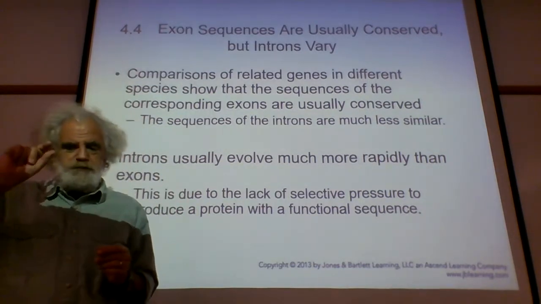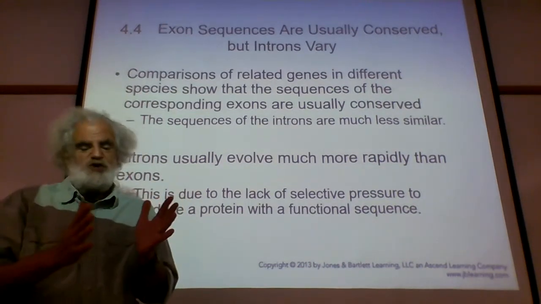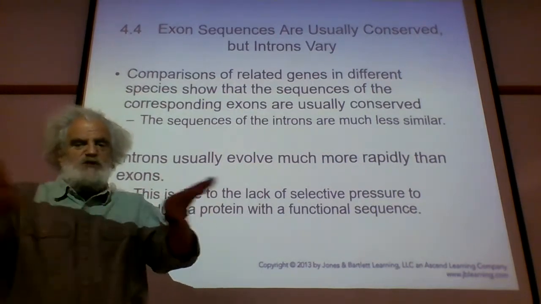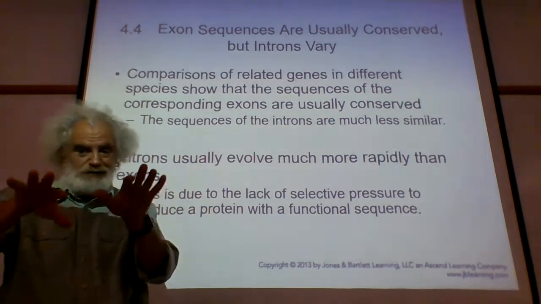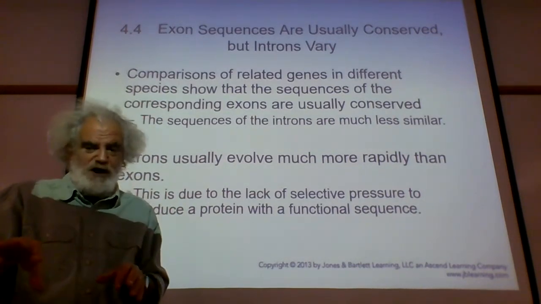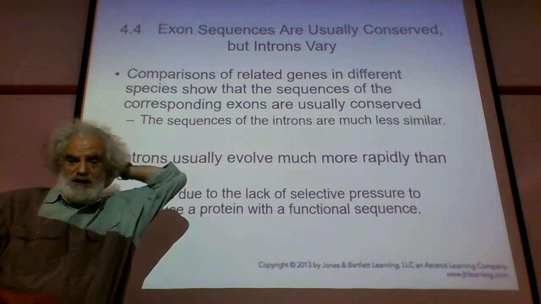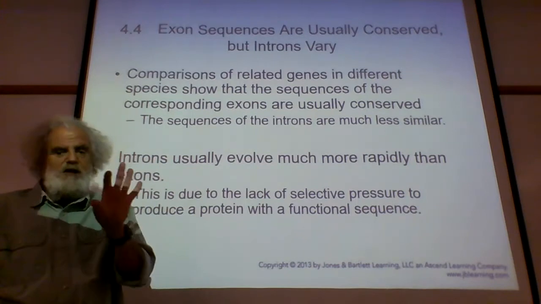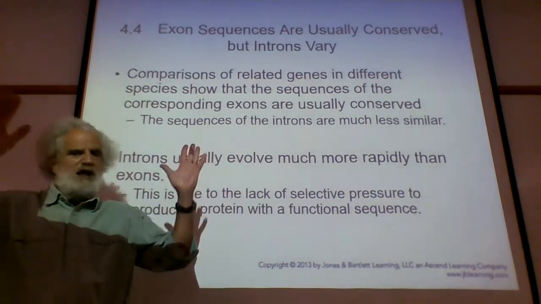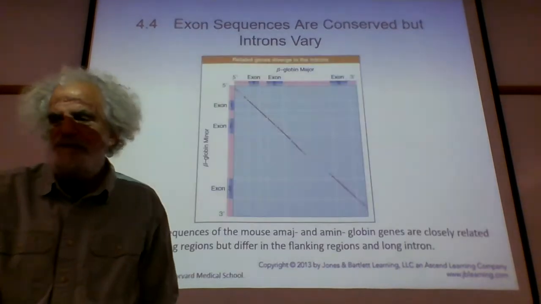And this actually can be used as this notion of an evolutionary clock, in which you can look at the length of time that two species have separated by looking at the number of nucleotide differences in the introns compared to the exons. Because the exons are the actual coding region, they are going to be evolutionarily constrained. But the introns, man, they can go crazy. And so we have all kinds of differences in introns.